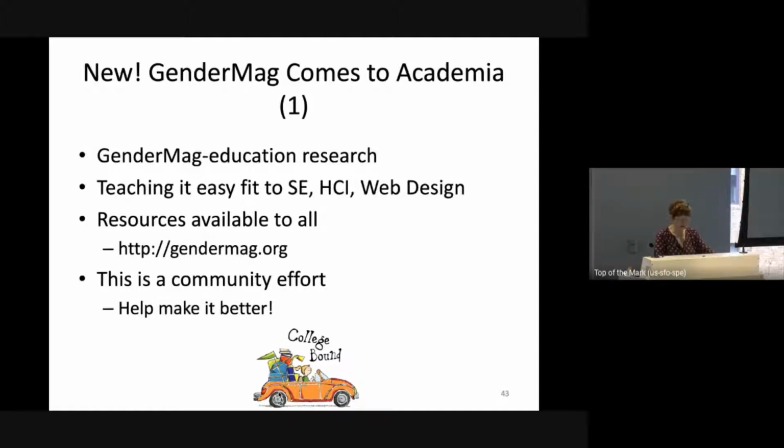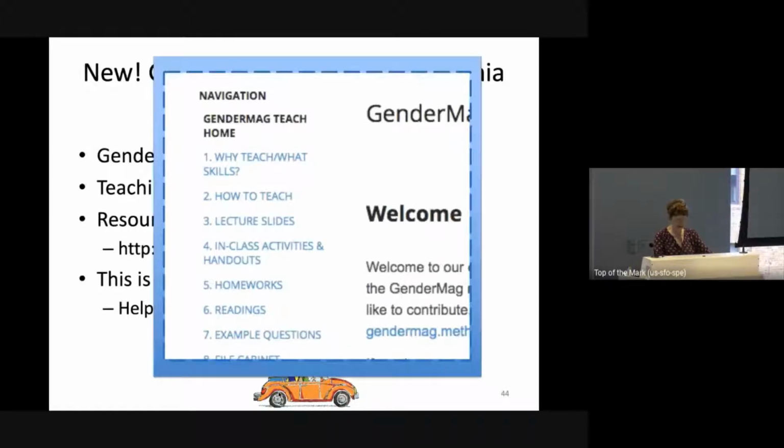There are all of these resources available to everybody to download: lecture slides, homework assignments, all that stuff. And we do hope that if you use any of that stuff and you make it better, that you'll give it back so that other people can build upon your efforts, because it's a community effort. Here's just a little snippet from the GenderMag Teach piece. It shows all this different stuff that's available to people who would like to teach it.